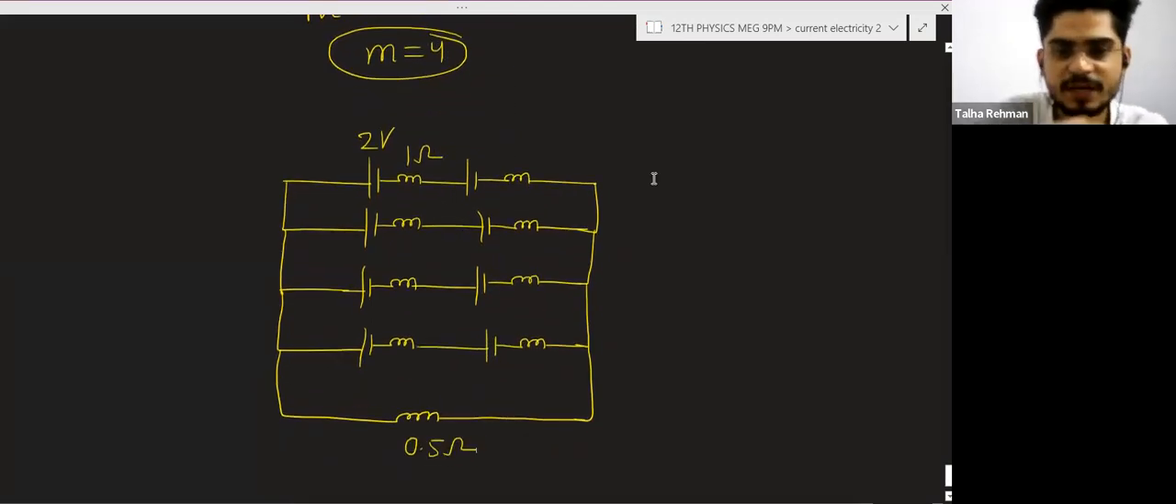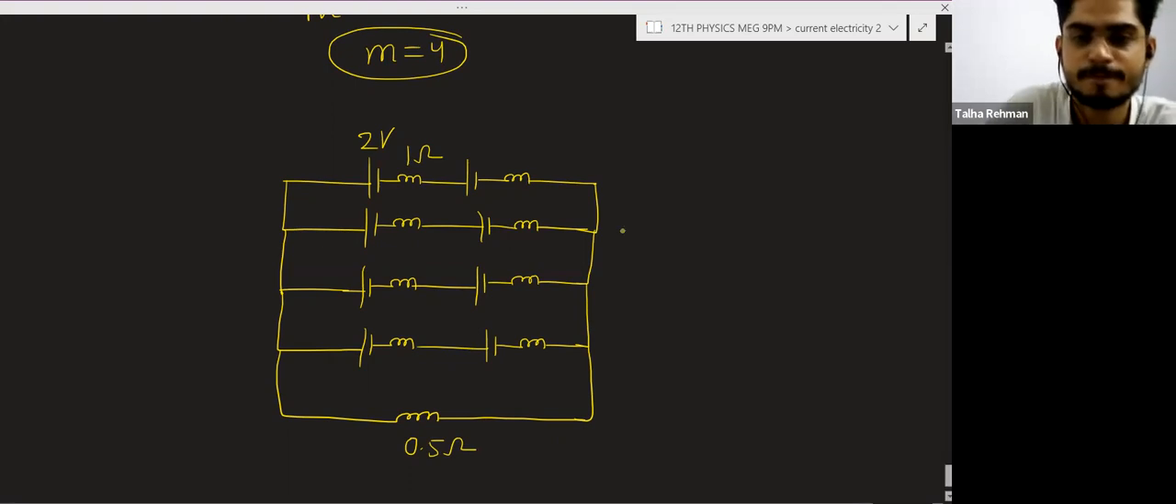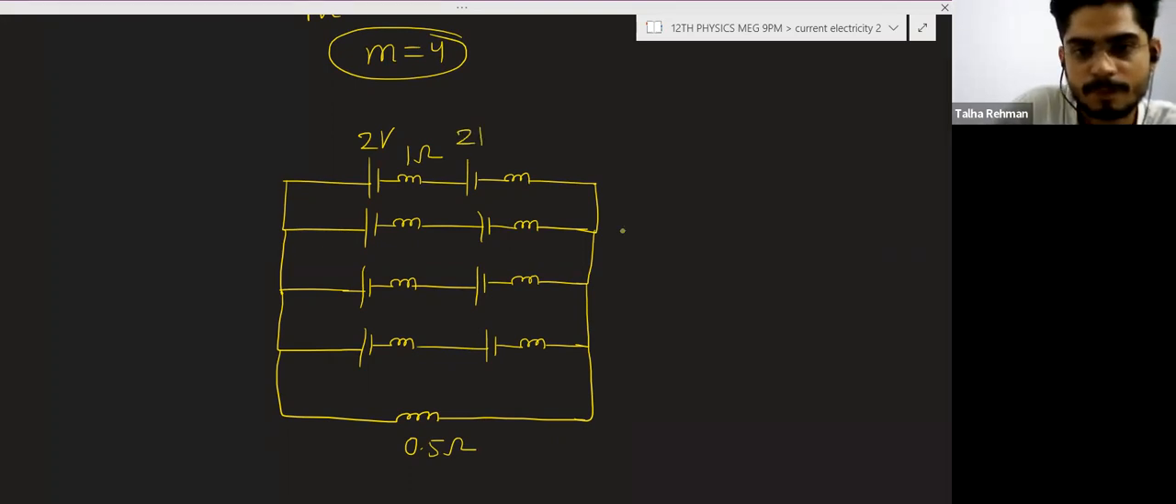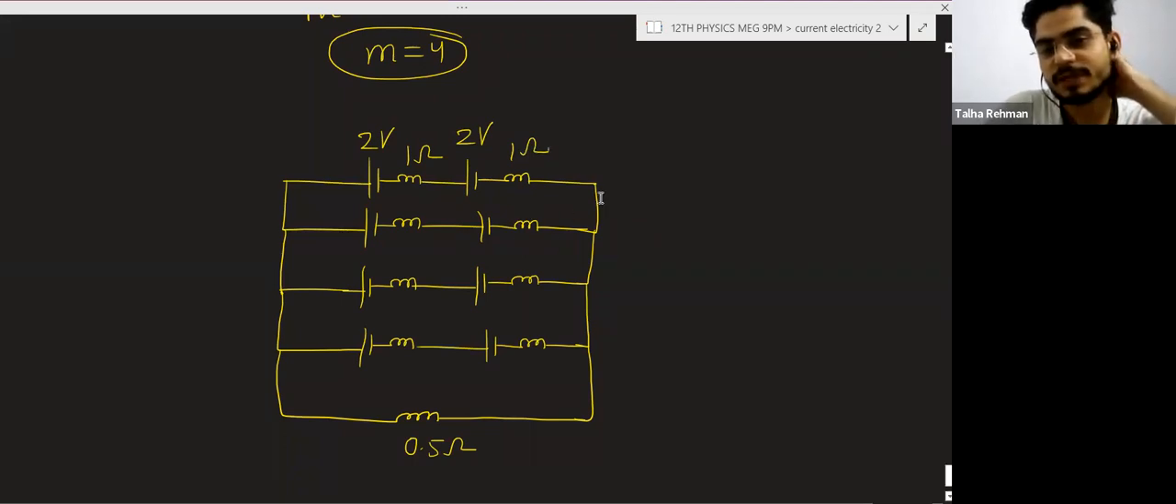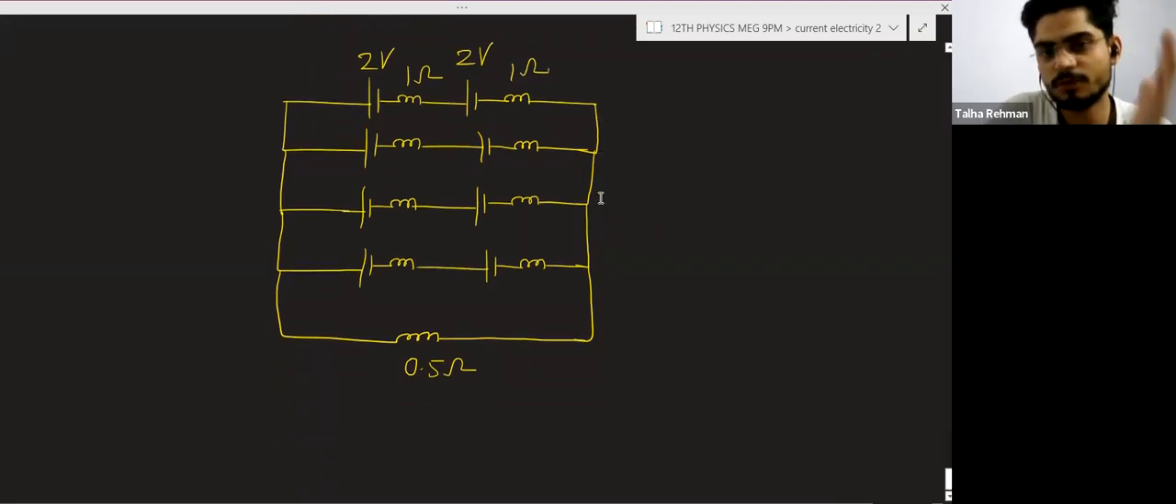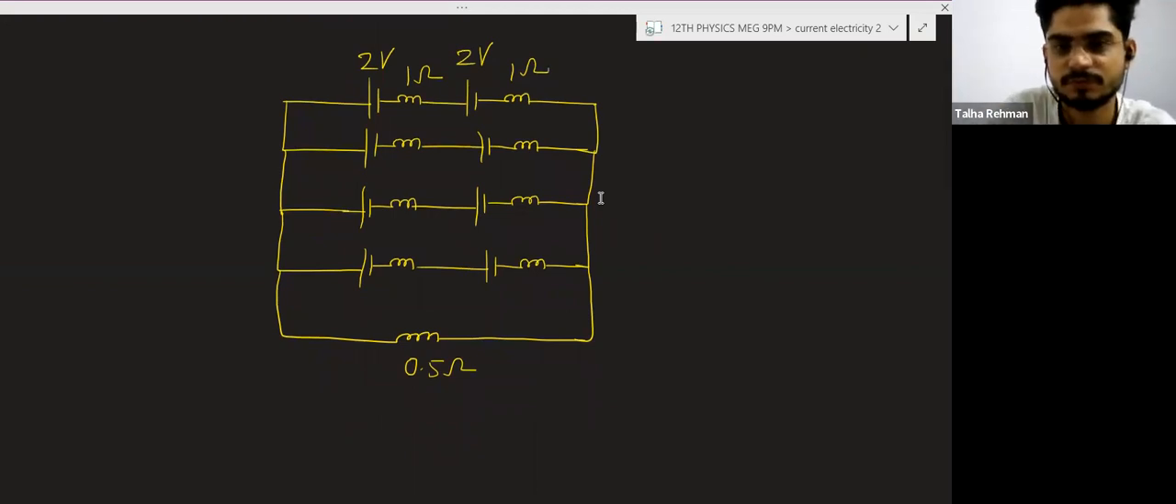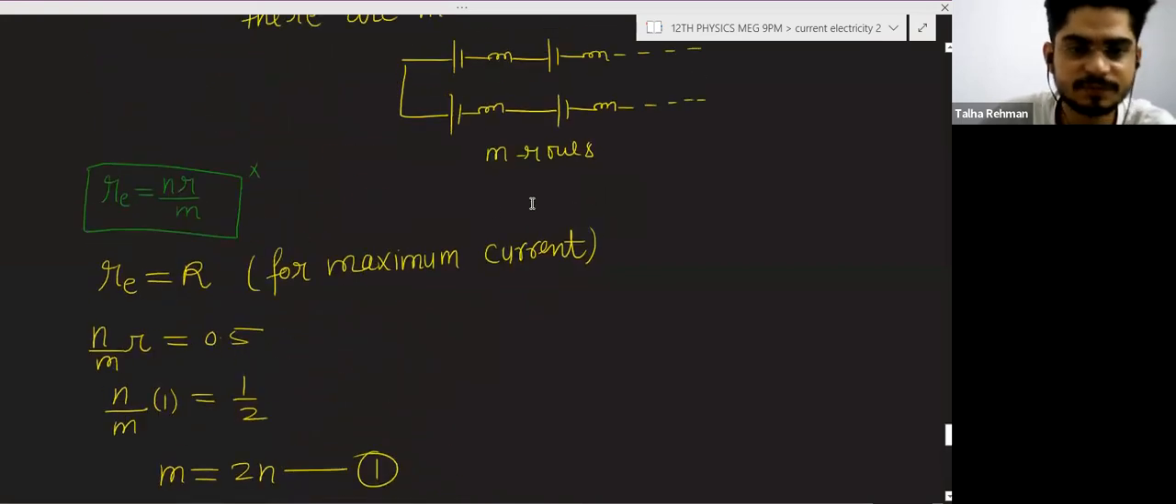So can you find the equivalent EMF? Can you find the equivalent EMF of this circuit? Okay, we can find the equivalent EMF. Hamza, do you have any idea about this?